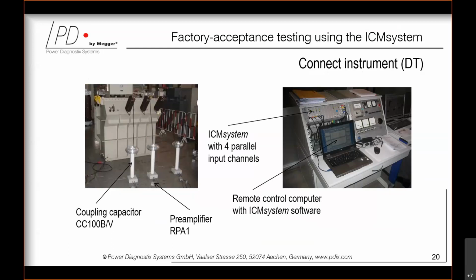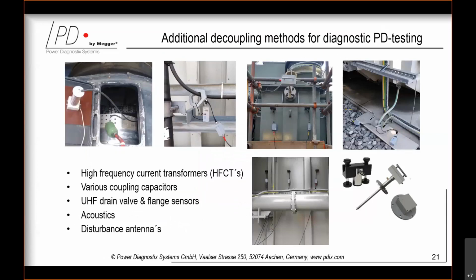So this is for measuring the partial discharge straight at the bushings, where we can create an electrical measurement signal. If we find PD, we might want to use additional decoupling methods for diagnostic PD testing. For example, we can also introduce high frequency current transformers, which are so-called HFCTs.